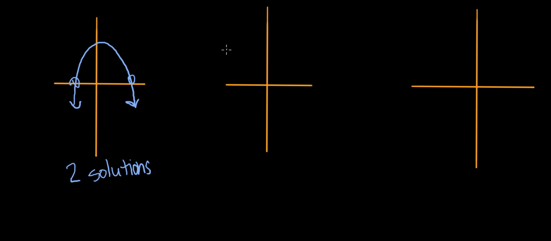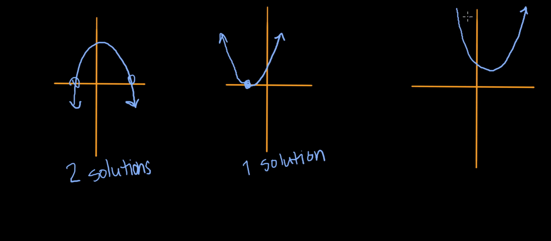But then sometimes some goofy things happen like this, where it hits the x-axis only once. It hits at the vertex. Now when the vertex hits the x-axis, you only have 1 solution. And then finally, something that can happen sometimes is your parabola does something like this and says, you know what? Nah, I'm not going to touch the x-axis. So what's going to happen here is we have 0 solutions because it doesn't cross the x-axis.